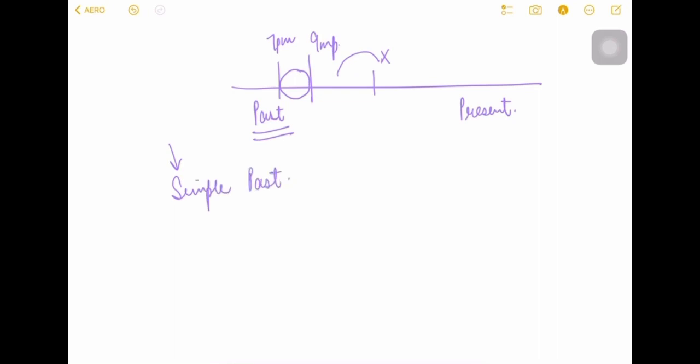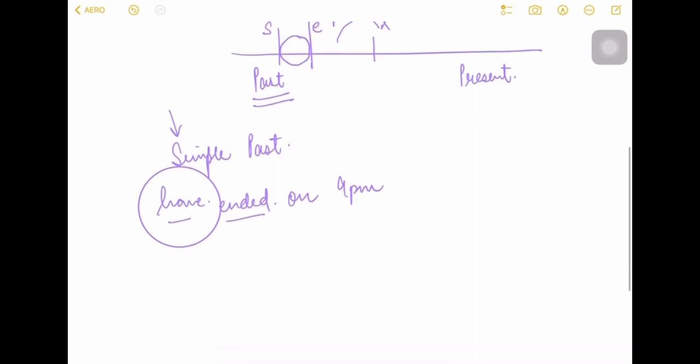Let's get our head around some examples. For example, the party started at 7 pm, or the party ended at 9 pm. See, I'm using ended, not have ended. If I say the party have ended at 9 pm yesterday, it will be wrong. Why? Because when we use have, it's a designation for present perfect tense. But we know this event started and ended in the past, so we cannot use the present perfect because this event is totally in the past.